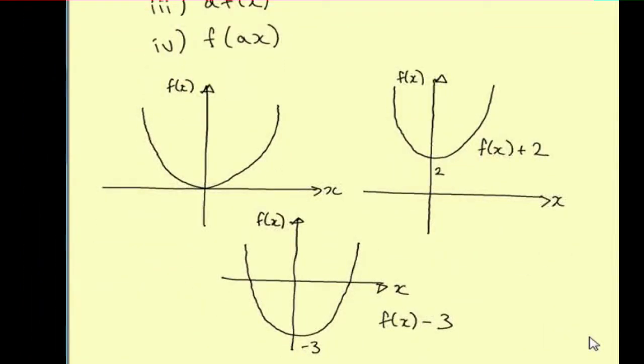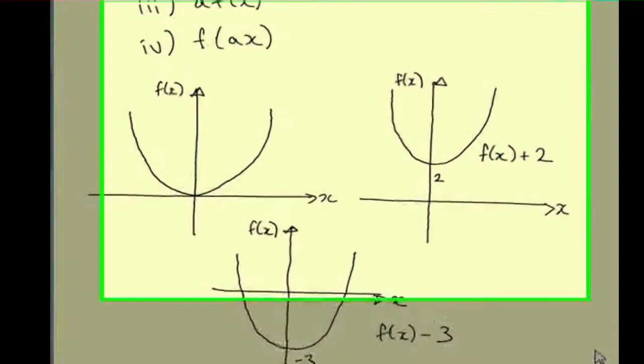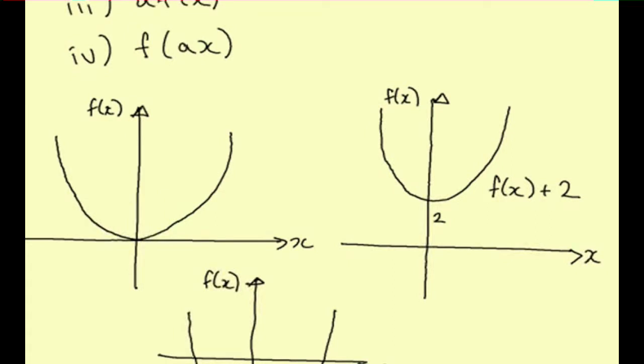Okay, so let's look at the first way then, f of x plus a. This has the effect of pushing the graph up the vertical axis a units if the value of a is positive. To illustrate this, let's consider the graphs here. The first graph represents the function f of x, which is x squared. Now if we do f of x plus 2, it has the effect of pushing it up the vertical axis 2 units.